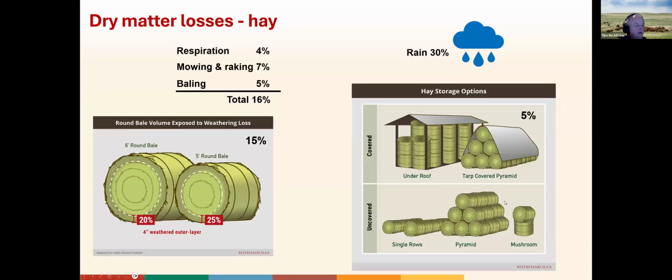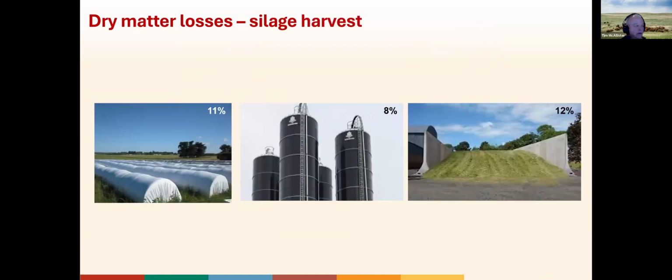Some of these pyramids probably reduce it some, but not to the same extent as coverage with a tarp or having them under cover with a roof.